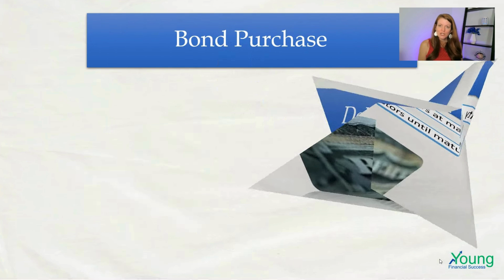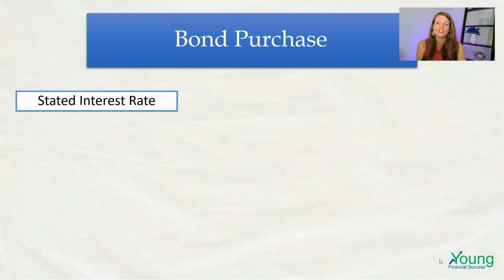So let's start looking at what it looks like to purchase a bond, and then we're going to jump into some examples. So we have the stated interest rate. Anytime you see the stated rate, that is what the company is actually going to pay in interest in cash to the investors on those biannual payments.